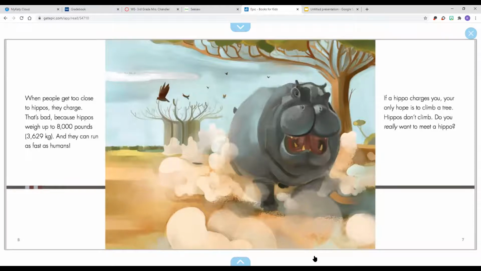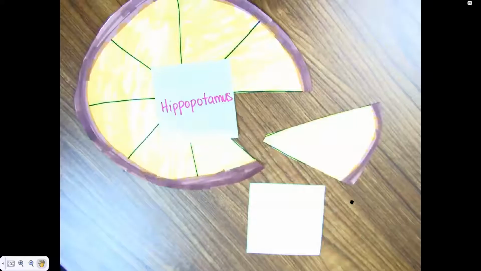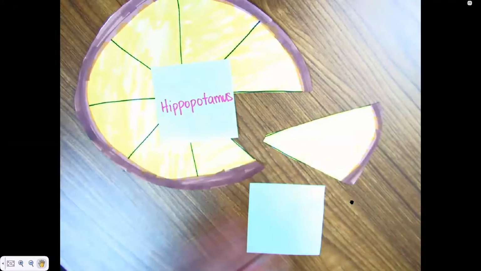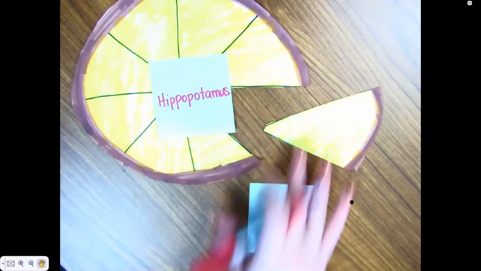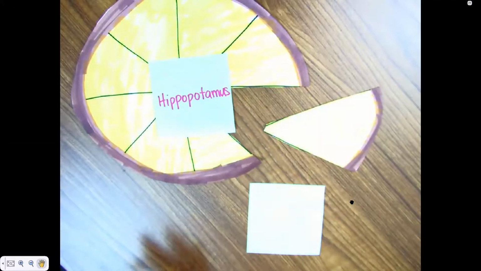Miss Sharon, what if you brought a gun with you? Then I want to meet a hippo. Then it might be a little different, but we're not going to talk about that. Let's focus.